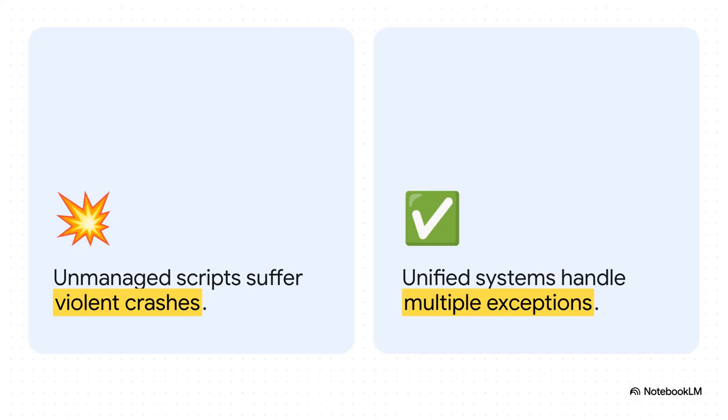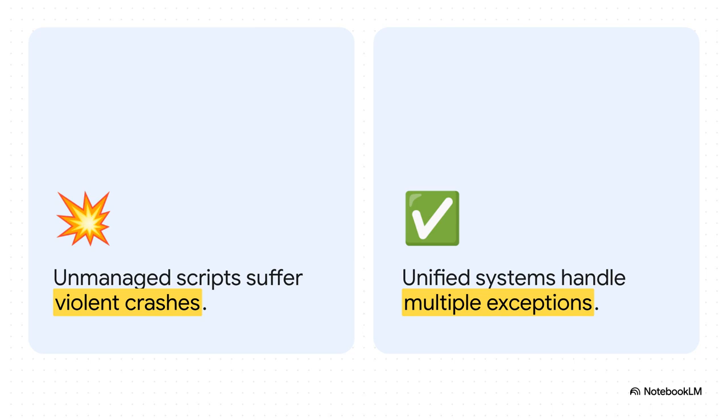To put this all into perspective, let's contrast unmanaged exceptions with unified management. In an unmanaged scenario, which is basically the Wild West of coding, a single missing file or a minor math error instantly kills your entire script. It's completely vulnerable, totally unpredictable, and honestly a nightmare for anyone trying to use your software. Imagine handing this unmanaged script to a coworker. They run it, it completely crashes, and they have literally no idea why.